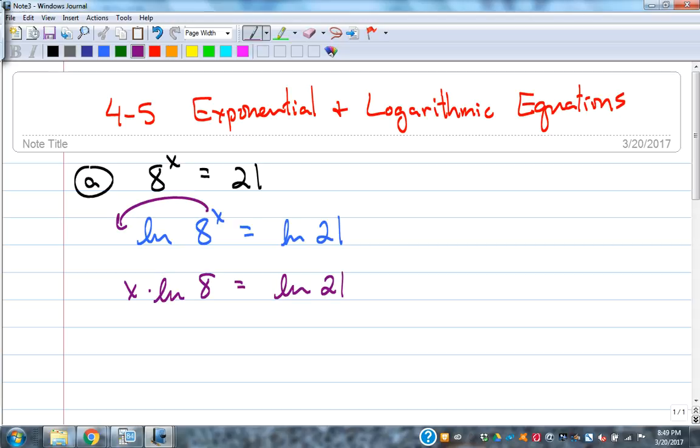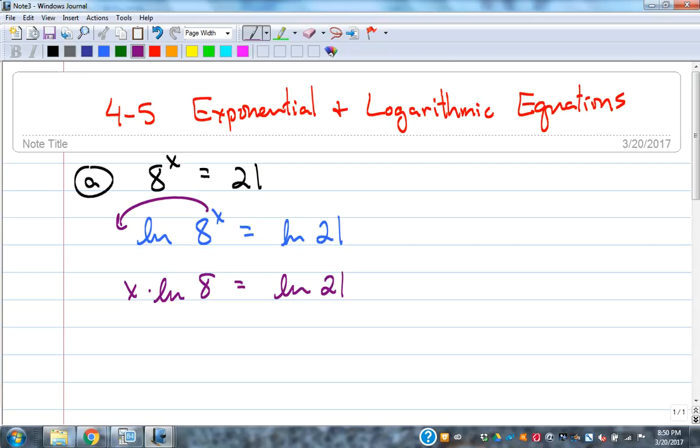Well, natural log of 8 is just a number that I could type into the calculator, right? It's an ugly decimal number, but it's a number. And x is the variable I'm trying to get by itself. I wrote the times symbol in between there. We don't normally write that. I wrote it there so that we could recognize, hey, that's x times a number.